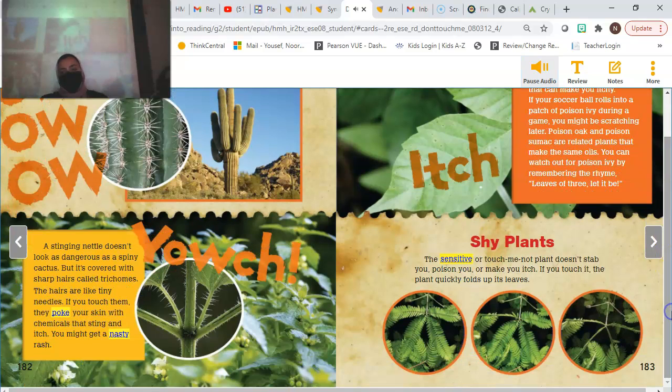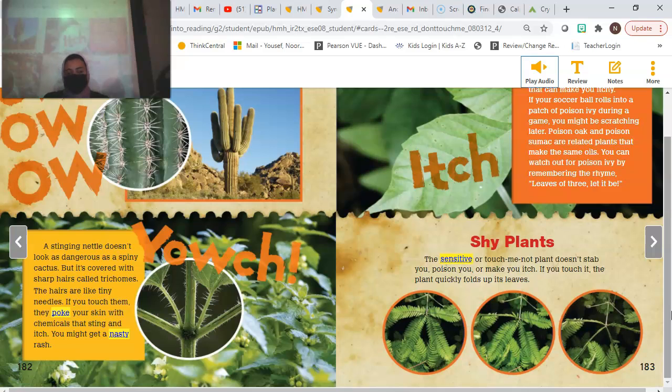Shy plants. The sensitive or touch-me-not plant doesn't stab you, poison you, or make you itch. If you touch it, the plant quickly folds up its leaves. How do these plants' defenses differ from the ones you've already learned about?